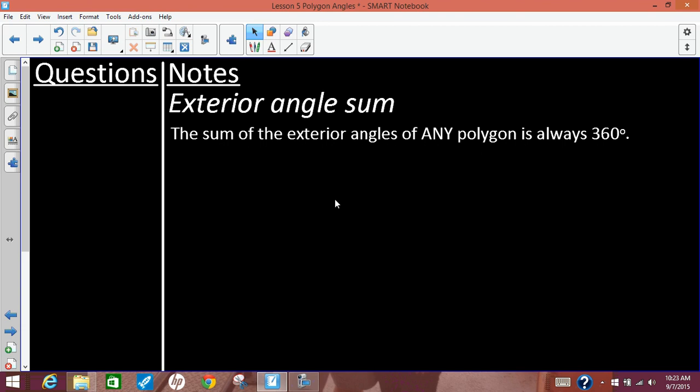So there is really no formula for the exterior angle sum. No matter what polygon I have, no matter how many sides it has, it could have a million sides, if I were to extend all those sides, measure all of those exterior angles and add them up, they're always, always, always going to add up to be 360 degrees. So this is just a fact that we can use and that we should know. All the exterior angles in a polygon add up to 360.